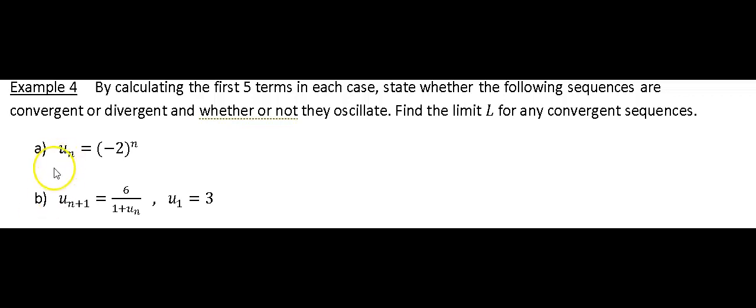So the first one we have is un is equal to minus 2 to the power of n, so we will look at it now. So un is equal to minus 2 to the power of n. So our u1 then is just going to equal minus 2 to the power of 1, so just minus 2. Our u2 is going to equal minus 2 to the power of 2, which is going to be 4. Our u3 is going to equal minus 2 to the power of 3, so minus 8. And so on. u4 is going to be 16, and u5 is going to be minus 32.